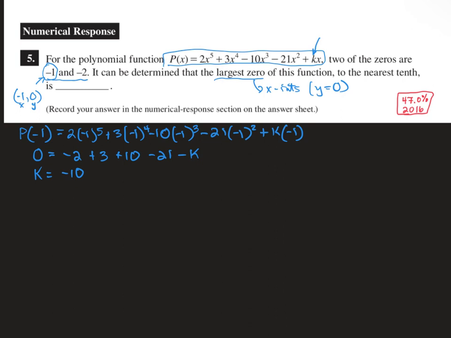Okay, now that we have k, we actually know our polynomial function. So let's write that down. It would be 2x to the 5th plus 3x to the 4th minus 10x cubed minus 21x squared minus 10x. Now, at this point, you could totally just put it in the graphing calculator, and the largest x-intercept, meaning the one furthest to the right, would be your solution. And that is by far the easiest way.